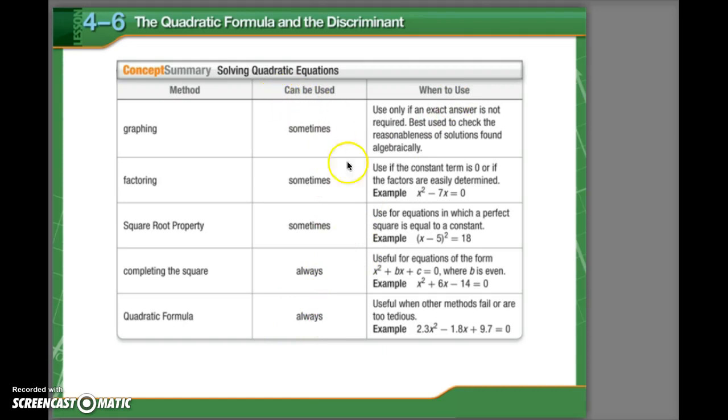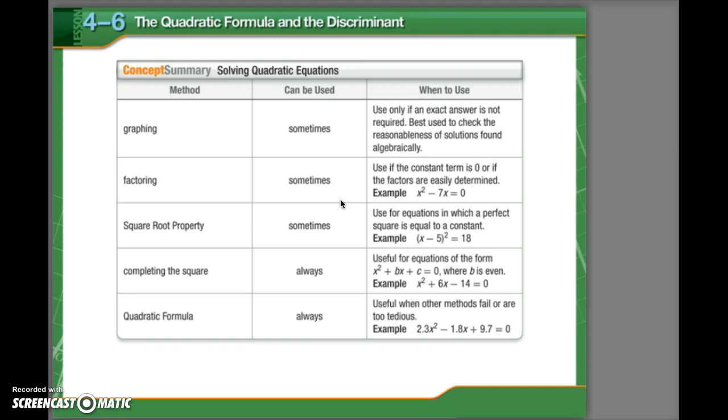Obviously, when it says these can always be used, completing the square and quadratic formula, anytime you have a quadratic function, if you're asked to find the roots, to solve it, to find the solutions, to find the x-intercepts, these methods will always give you the answers. These top three methods will only sometimes give you the answer. Sometimes you might want to use these because it'll be faster than completing the square or quadratic formula, but they only work sometimes. So you have to use your judgment on which method you're going to use to solve a problem.